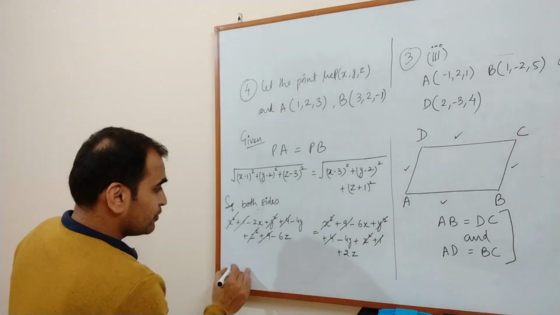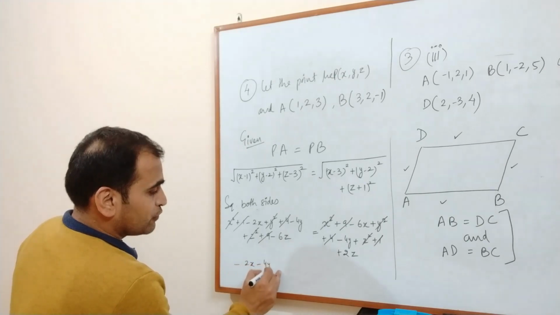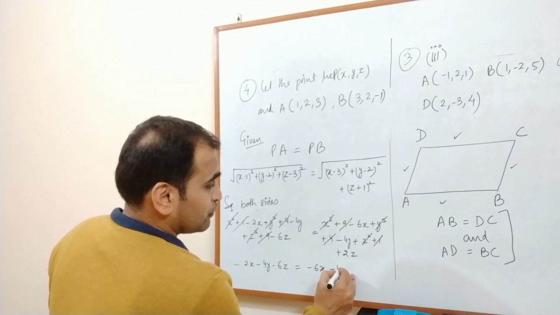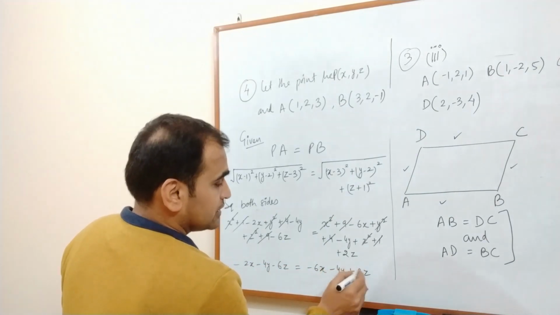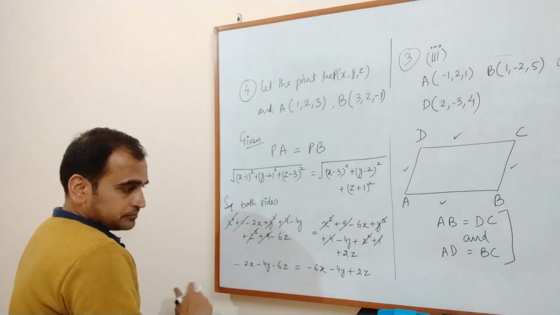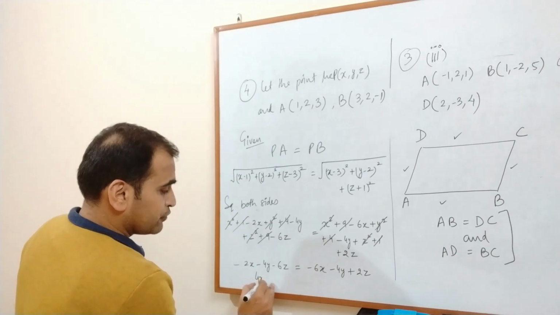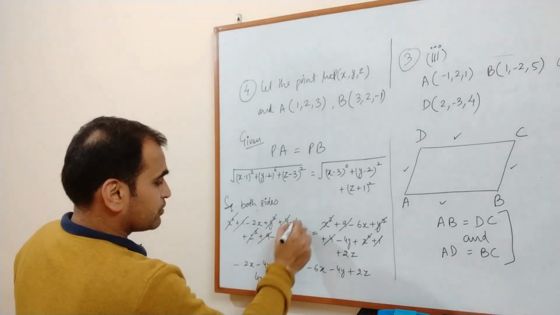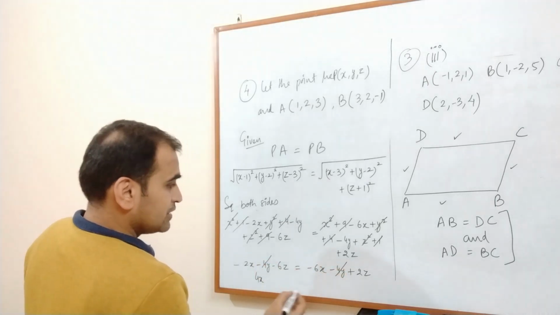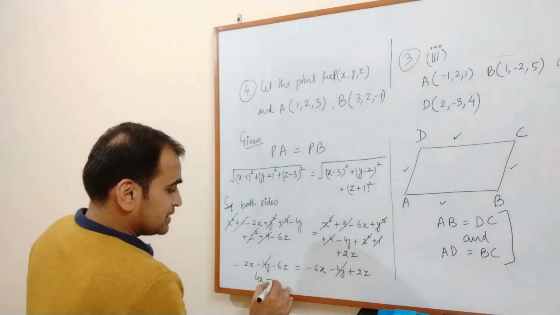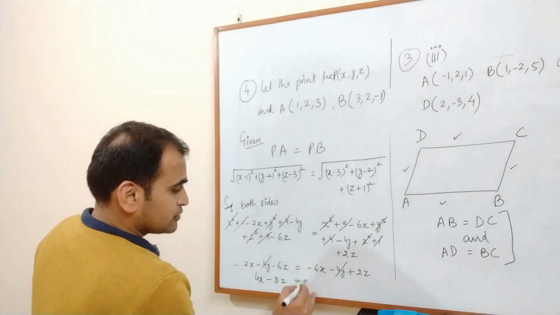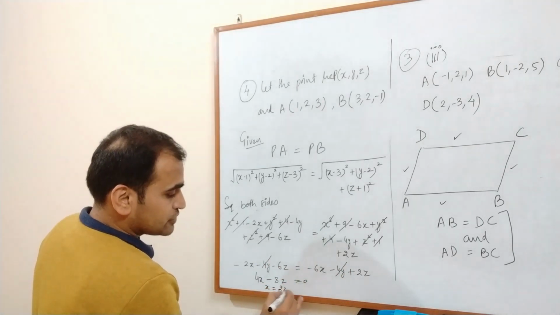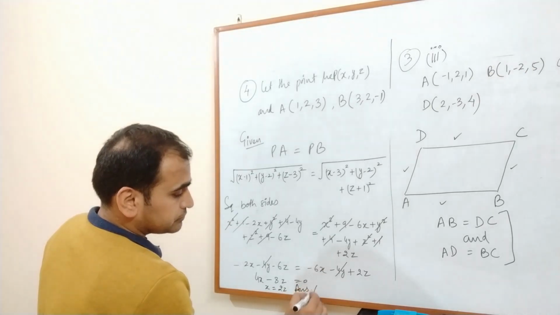So we have only minus 2x minus 4y minus 6z is equal to minus 6x minus 4y minus 2z. Now just rearrange. This will give you 4x. The 4y is also cancelled out, right? And this is minus 8z is equal to 0. You can take 4 common, so x is equal to twice z, and this is the answer.